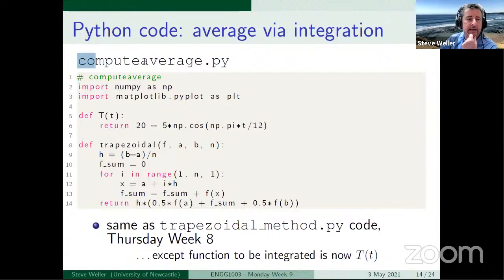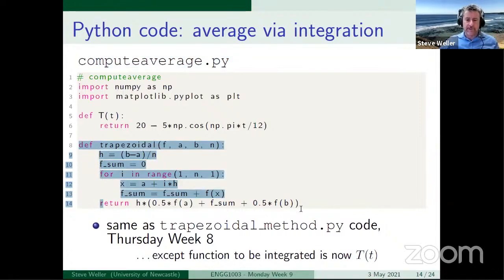The code is called computeAverage.py. And again, it's available for you in the lecture code channel on Discord, but it's also been posted in the week 9 course materials in Blackboard. Now, if you look at this code that you see here in front of you, it's almost identical to the trapezoidal method code that we saw Thursday of last week, but also presented for you in slides earlier today. Look at the basic structure of it.